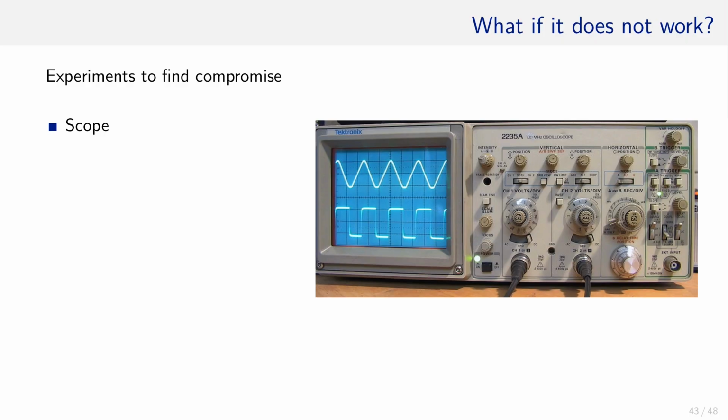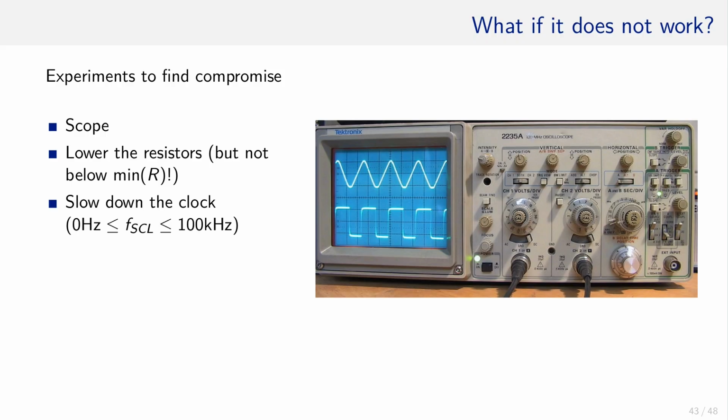Those waveforms should be nice and squared. The lower the resistor values, the more rectangular are the waveforms, but at the cost of an increase in current. Another parameter included in the trial and error is the clock generated by the master. For instance, if the datasheet of a device states that it supports 100 kHz, it does not mean that it has to run at 100 kHz.